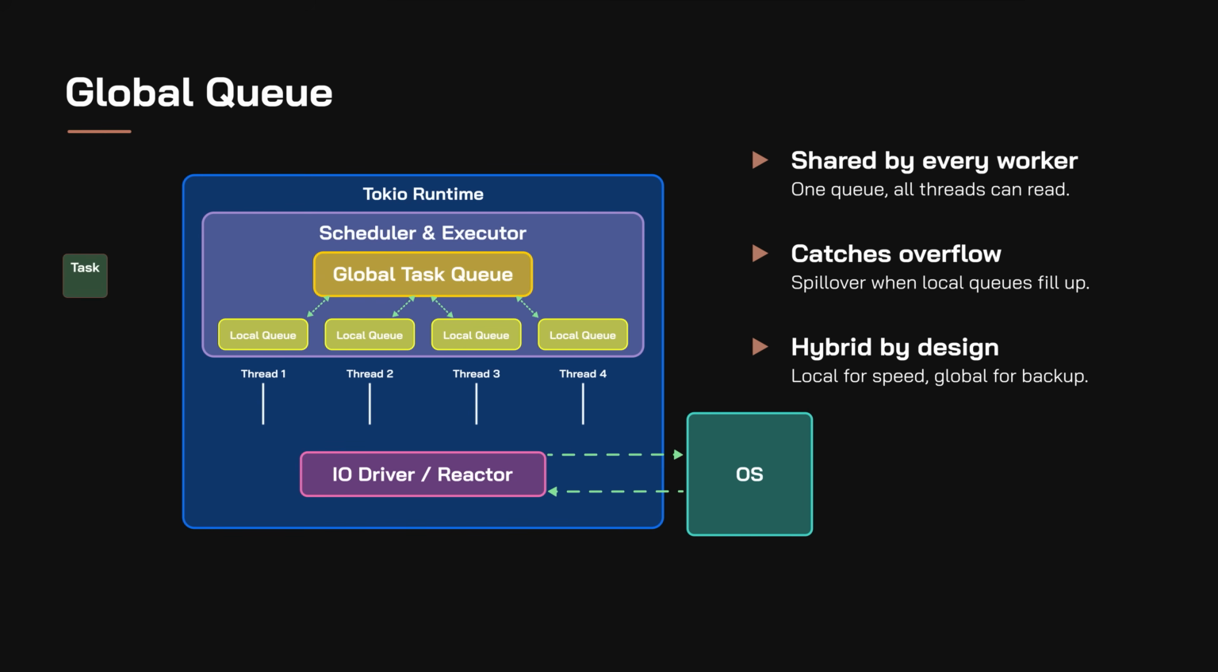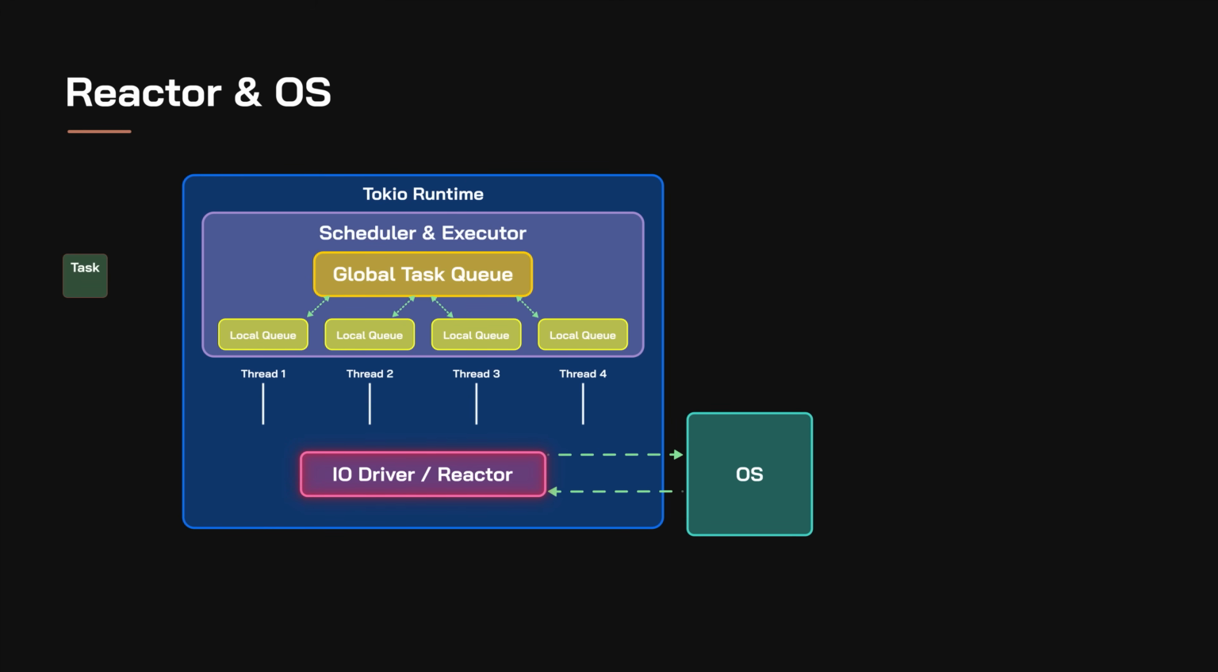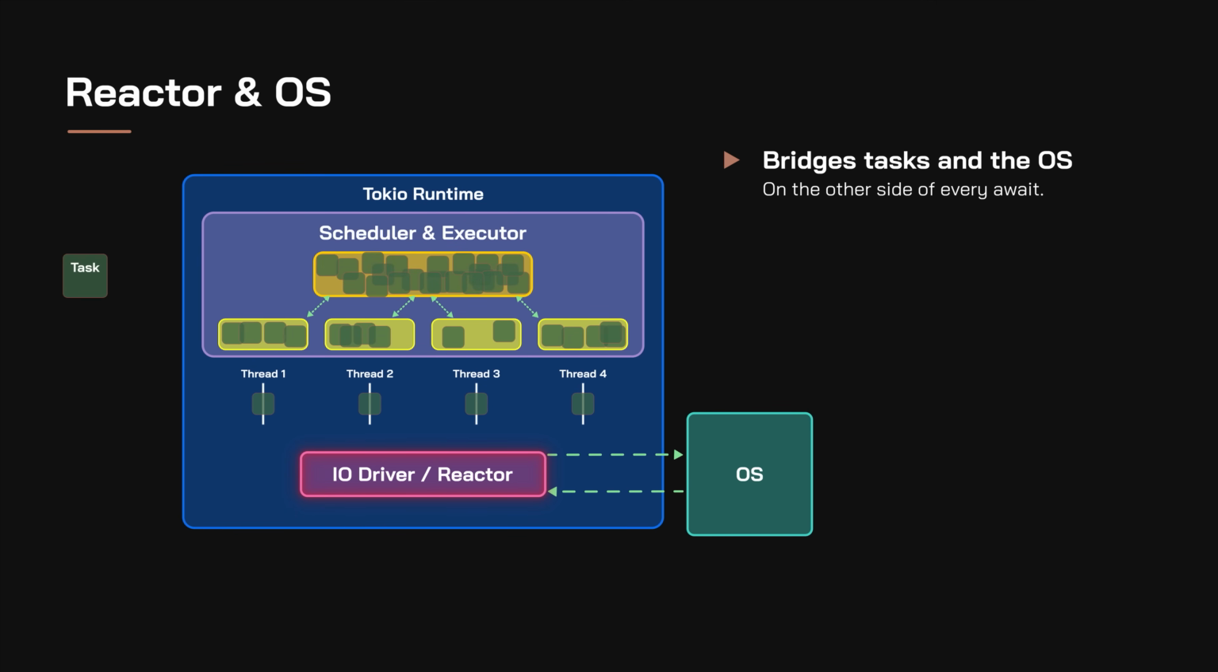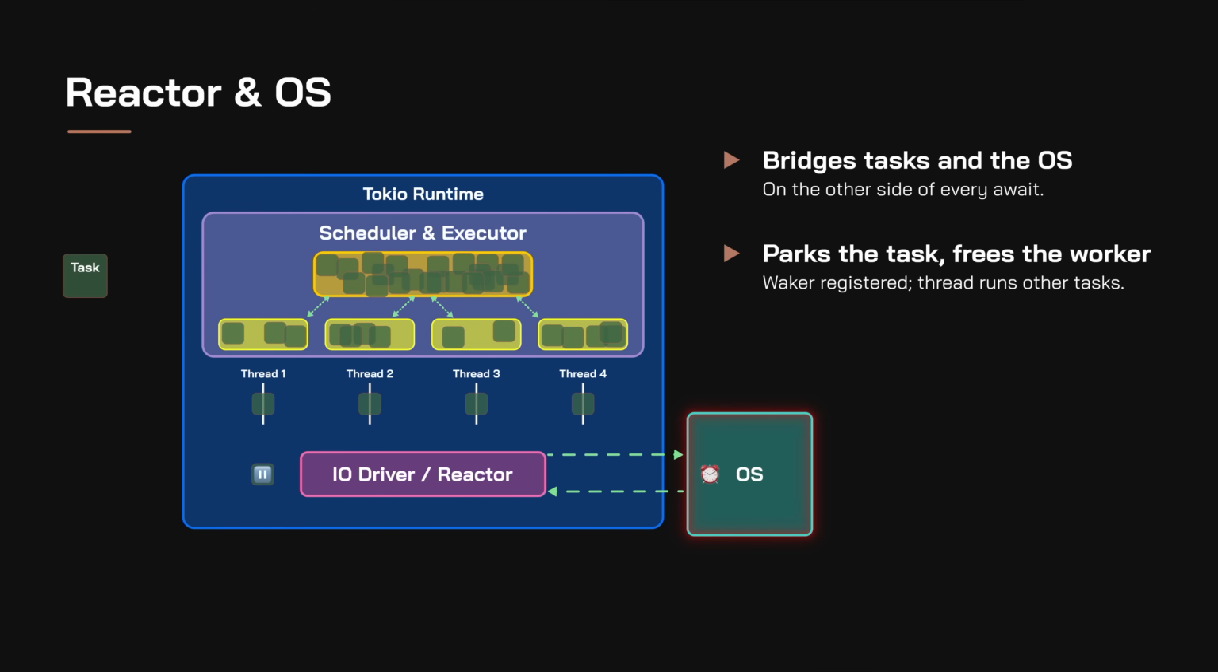In the case of Tokio, when a task needs to wait for some async IO operation to complete, it needs to come off the worker thread and talk to the Reactor component. The Reactor, sometimes called the IO driver, is the bridge between your async tasks and the operating system. When we need to wait for IO operations, we must notify the Reactor. The Reactor takes what's called a waker, registers interest with the OS, and parks the task, allowing the worker thread to run other tasks. Then, when the IO operation is ready, the OS signals back up to the Reactor, which wakes the task and makes it runnable again.